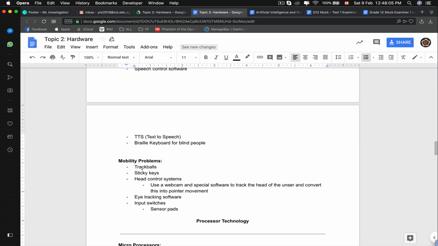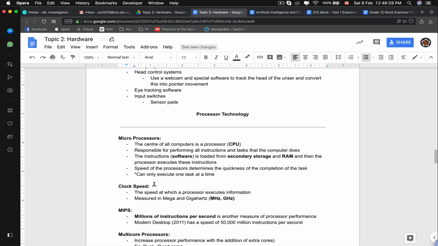And then for mobility disabled users like Stephen Hawking, we have trackballs, we have sticky keys. And then for those really severe, we have head one, which essentially is like a head control system. A camera would track your eyesight or track the head to convert the movement into the cursor movement.